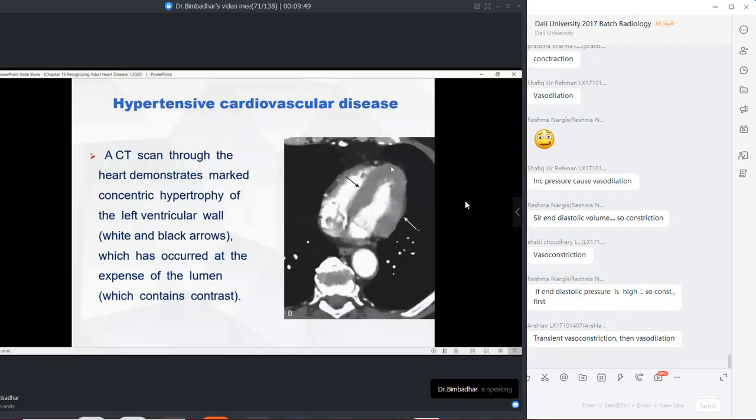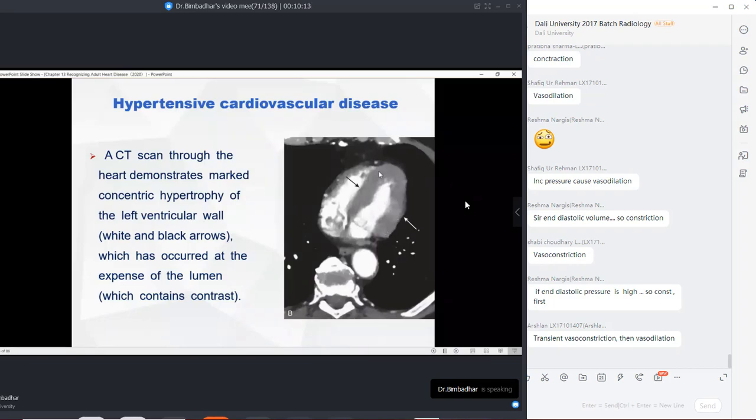But what is the problem here? The lumen, meaning the ventricular chamber space, is reduced. But that's okay. The heart has already learned how to compensate for it. The heart has already learned how to overcome the problem that has been posed, right? So, did you understand what I am looking at?